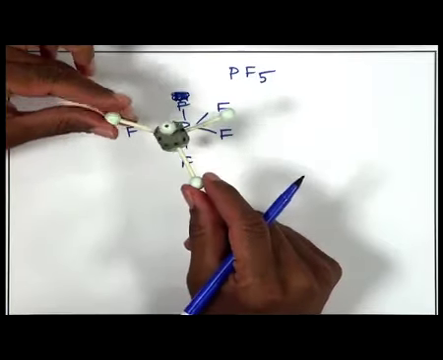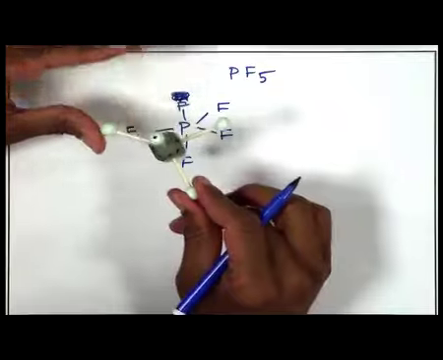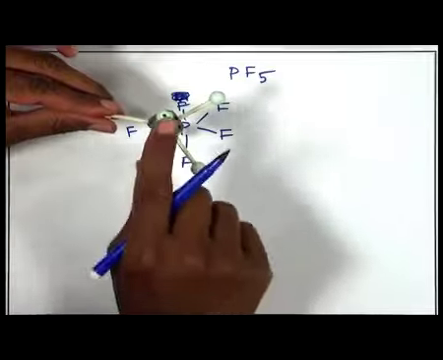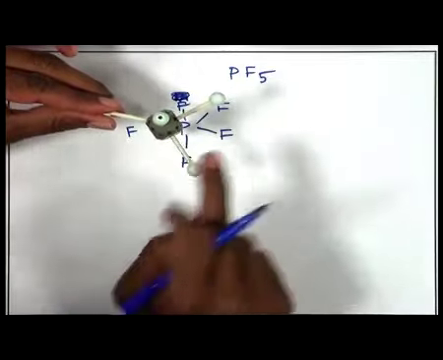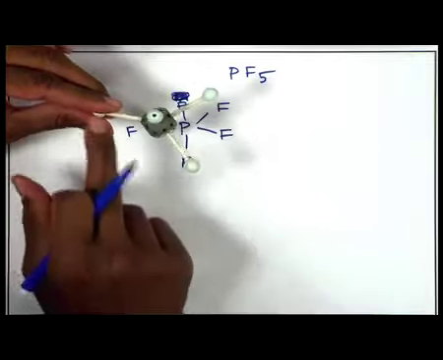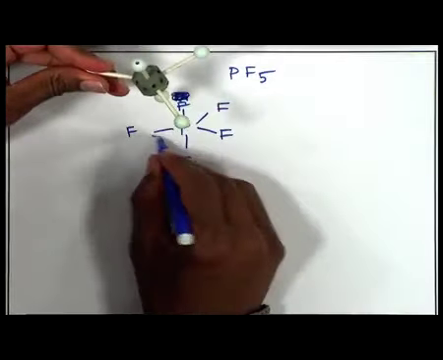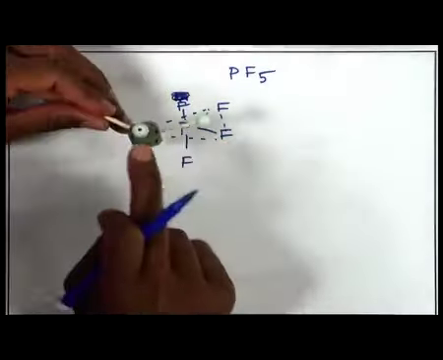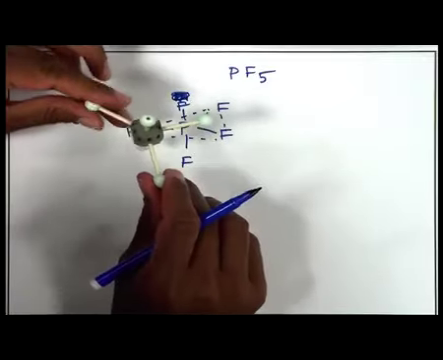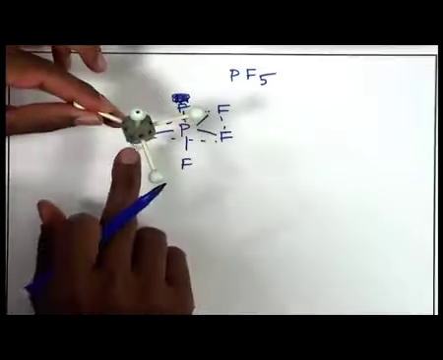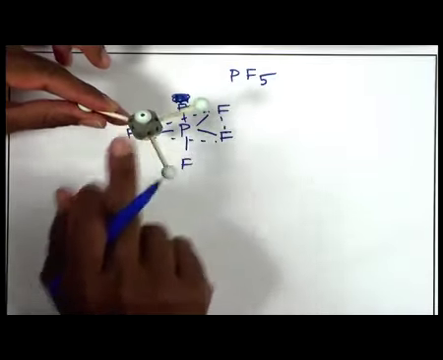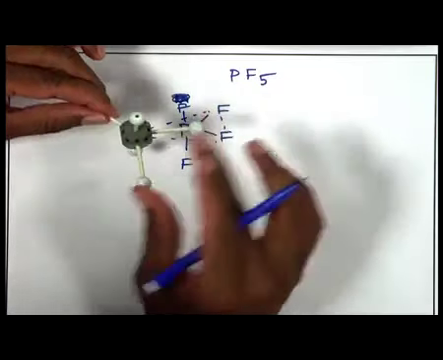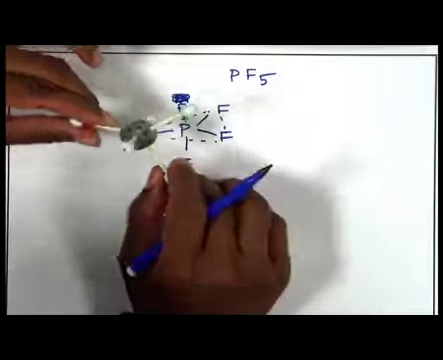In the trigonal bipyramidal shape, these 3 atoms, 1, 2, 3, are in a plane, and these 3 are called the equatorial plane. You can draw it like that, the equatorial plane. And then these 2 atoms are axial atoms, because they are occupying the axial positions. So there are 2 types of arrangement: 3 atoms are in a planar arrangement, and another 2 atoms are in the axial positions.